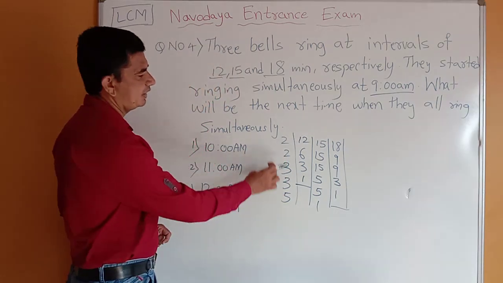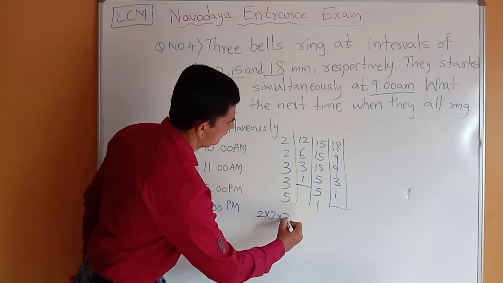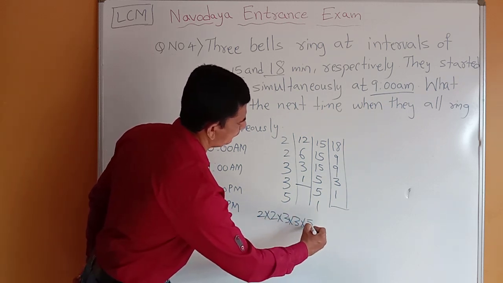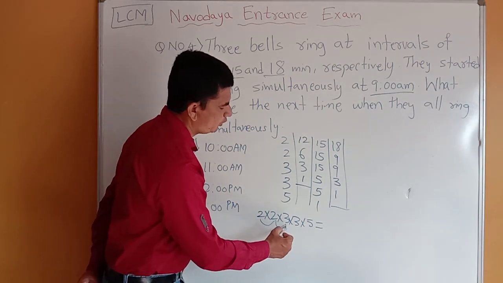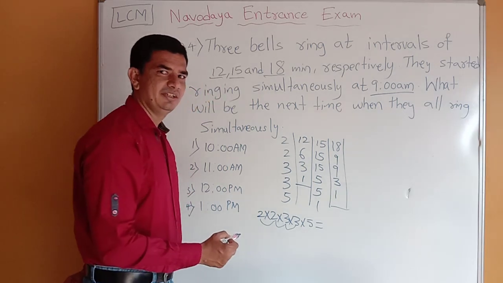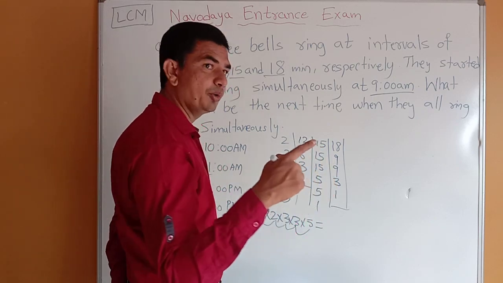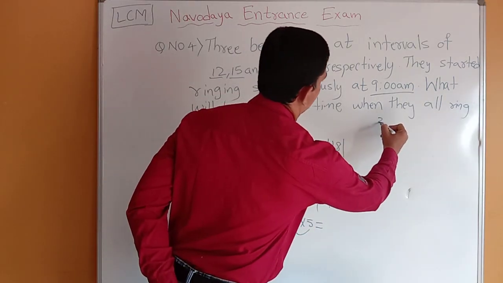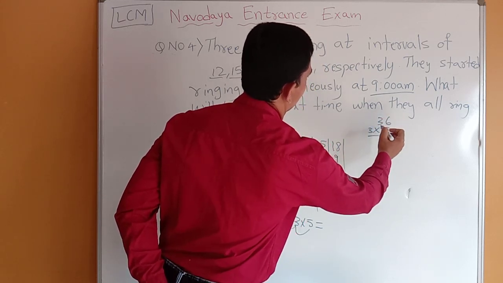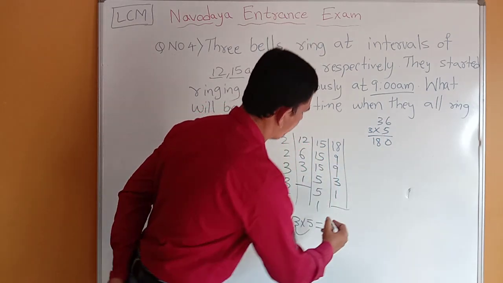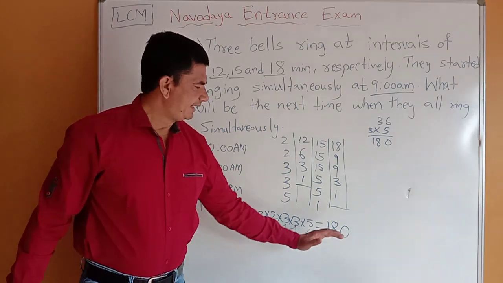Now to find the LCM, we have to multiply all these numbers: 2 into 2 into 3 into 3 into 5. 2 twos are 4, 4 threes are 12, 12 threes are 36, 36 fives are 36 into 5. 5 sixes are 30, 5 threes are 15 plus 3 is 18. So we got the answer 180. 180 is the LCM.